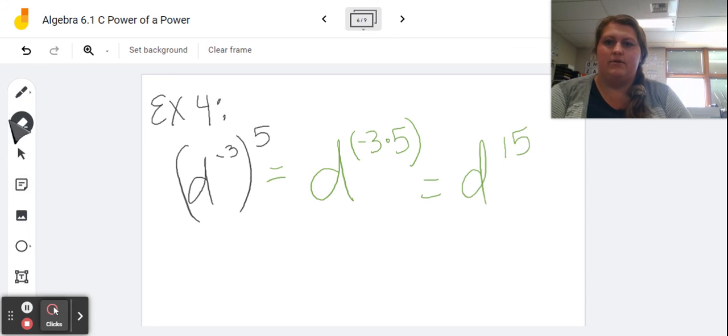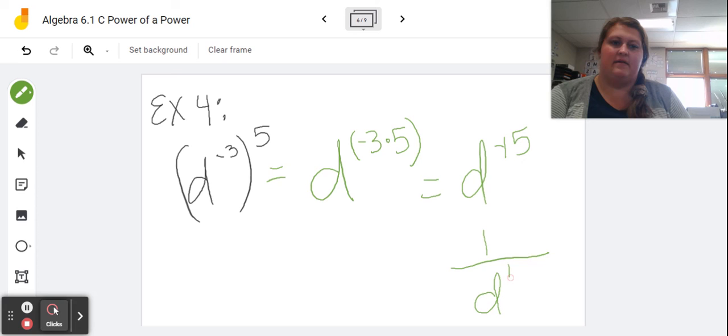but I can't have a negative exponent up here, so I'm going to rewrite that as a fraction to make it have a positive exponent. And to rewrite negative exponents, we make it a fraction with 1, and the d to the 15th power goes to the bottom and take away my negative sign.